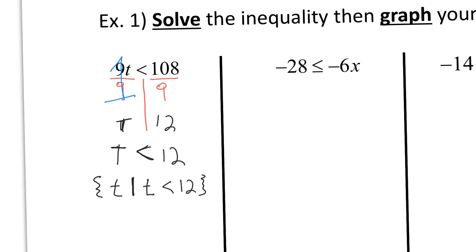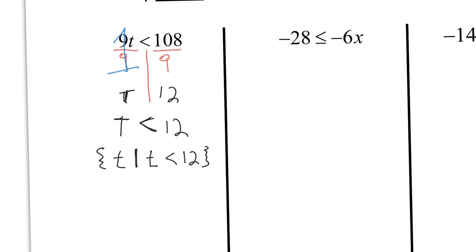For the graph, we do have an open circle. On the number line, I'm going to have 0 right here. I'm going to go all the way to +12, and I'm going to say +12 is here. I'm going to have my open circle because we don't have the or equal to part right here. There's no line on the bottom.